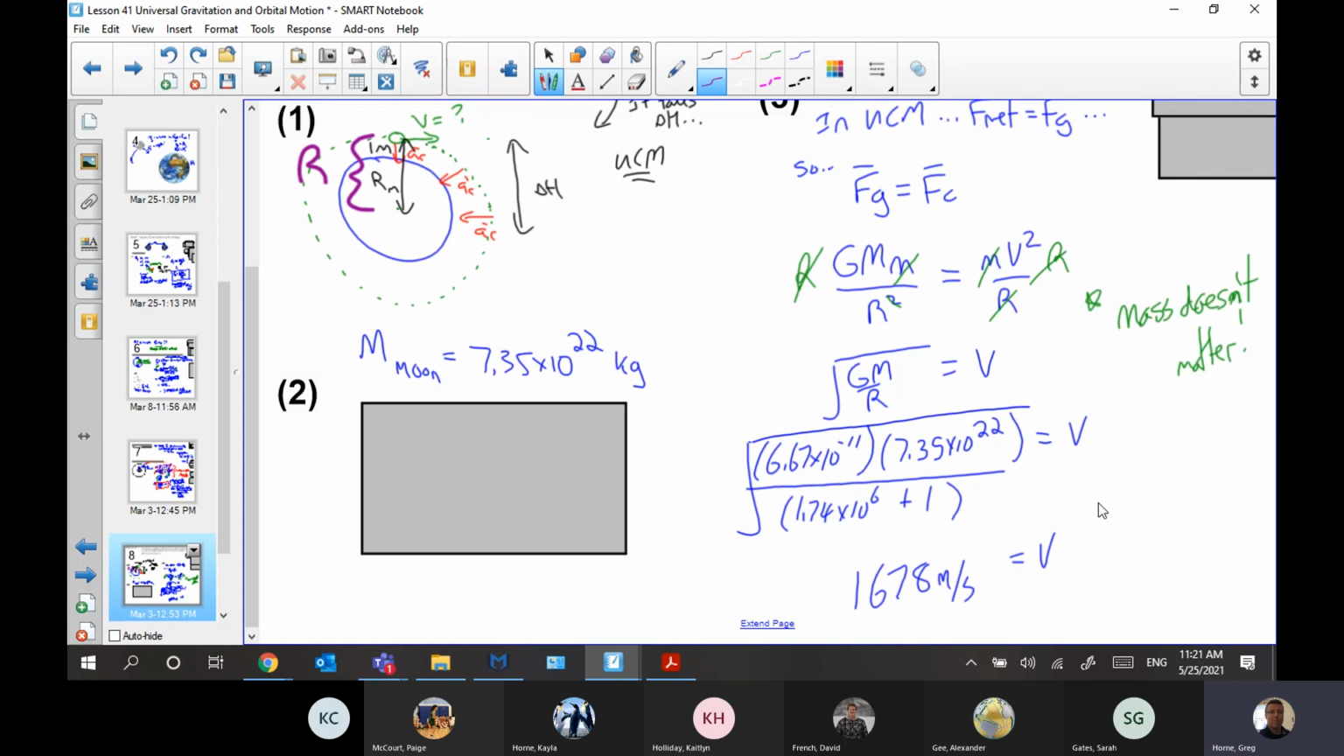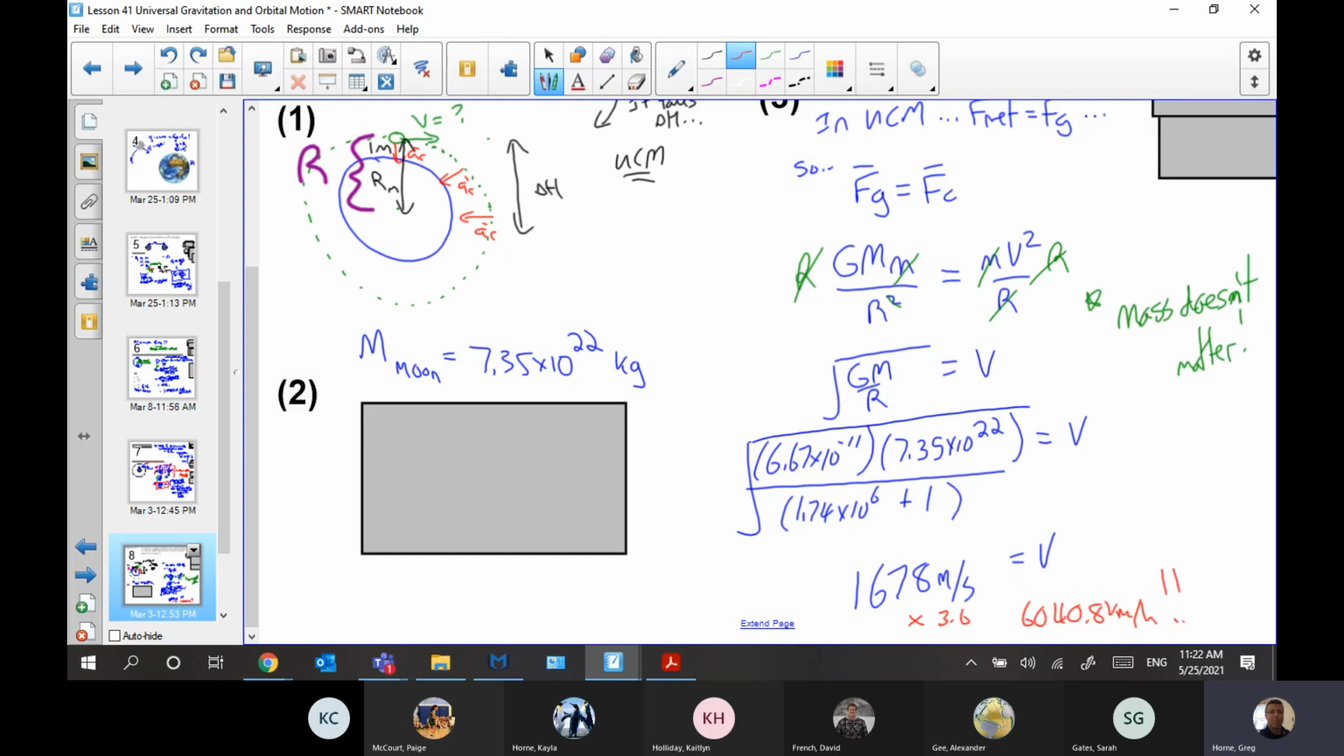you'd have to throw it at 1,678 meters per second. So multiply that by 3.6, 1678 times 3.6, and you'd have to be able to launch it at 6,040.8 kilometers per hour. So I don't think that's something you're going to try and do with your arm, but 1678 times 3.6 gives us 6,040.8 kilometers per hour.